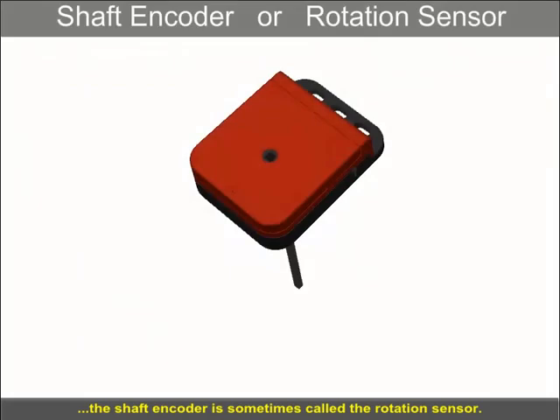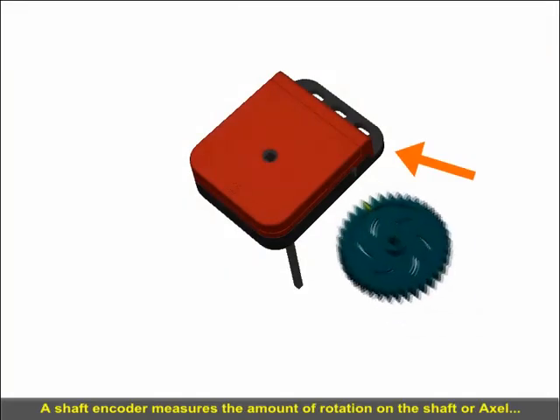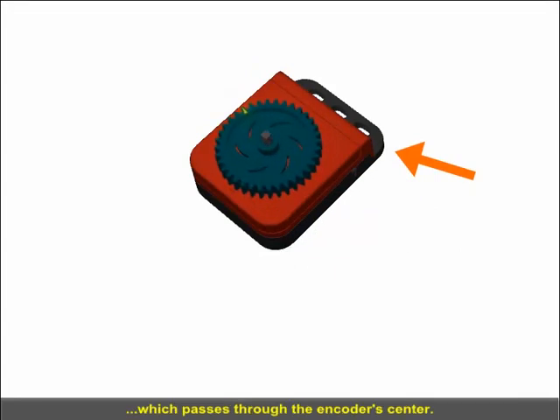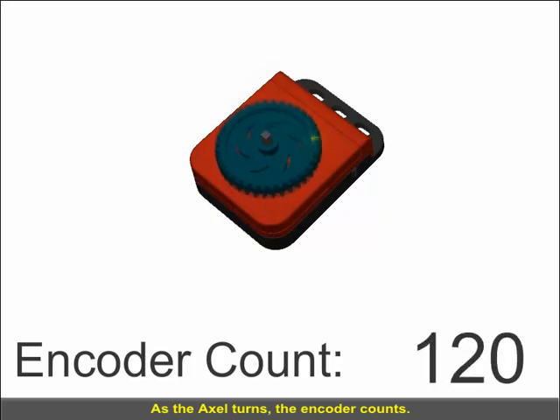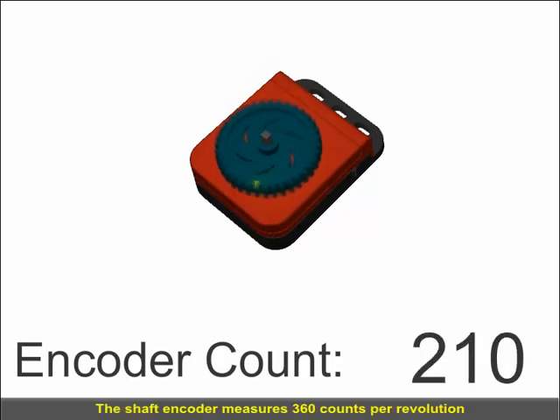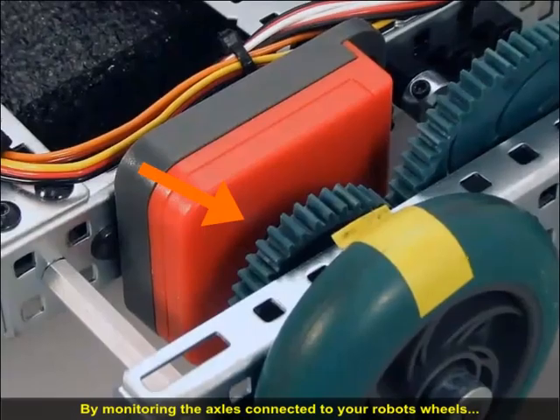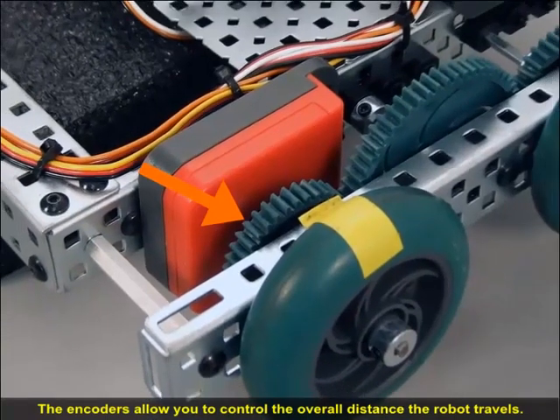The shaft encoder is sometimes called a rotation sensor. A shaft encoder measures the amount of rotation on a shaft or axle, which passes through the encoder's center. As the axle turns, the encoder counts. The shaft encoder measures 360 counts per revolution and counts up for forward movements and down for reverse. By monitoring the axles connected to your robot's wheels, the encoders allow you to control the overall distance the robot travels.